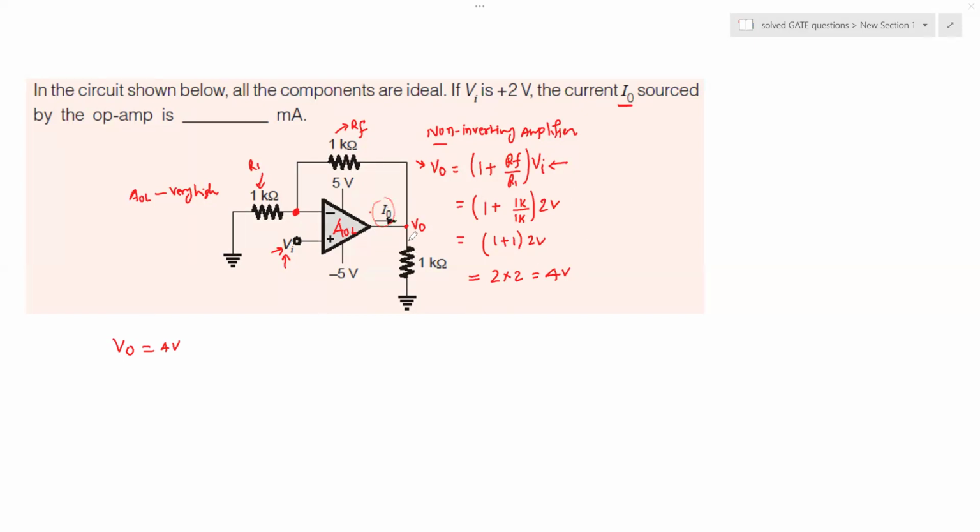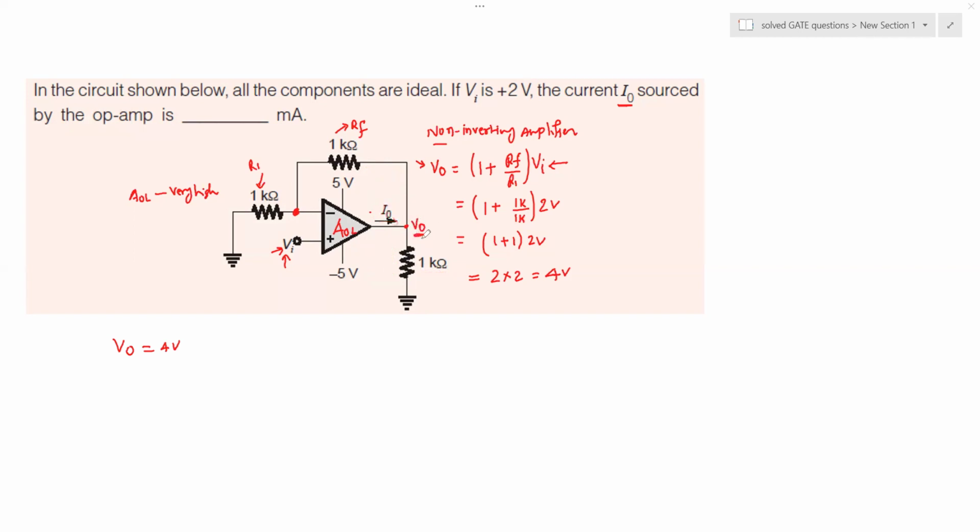Okay. So at this node, we can see that you have one current that is flowing in this direction, going back to the negative pin, and one part of the current is coming to flow through this load resistance of 1k, and there is this current that is entering into the node.